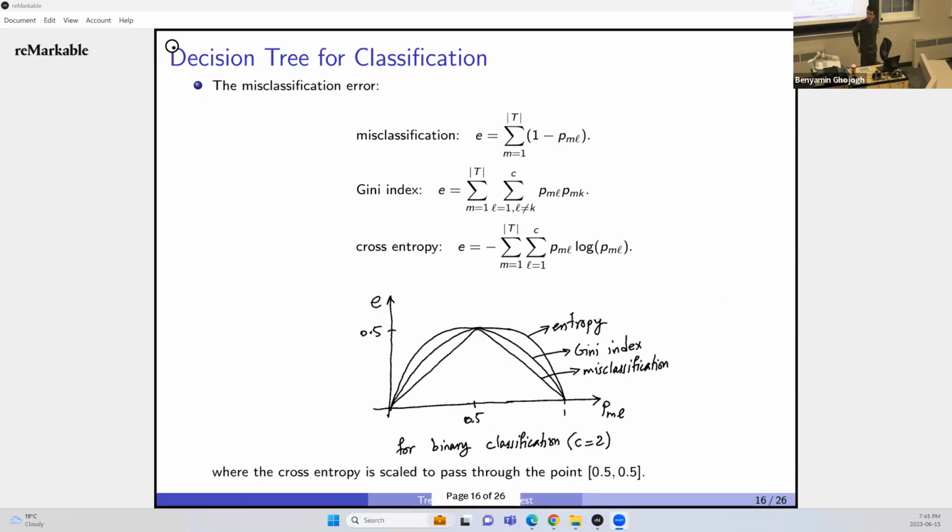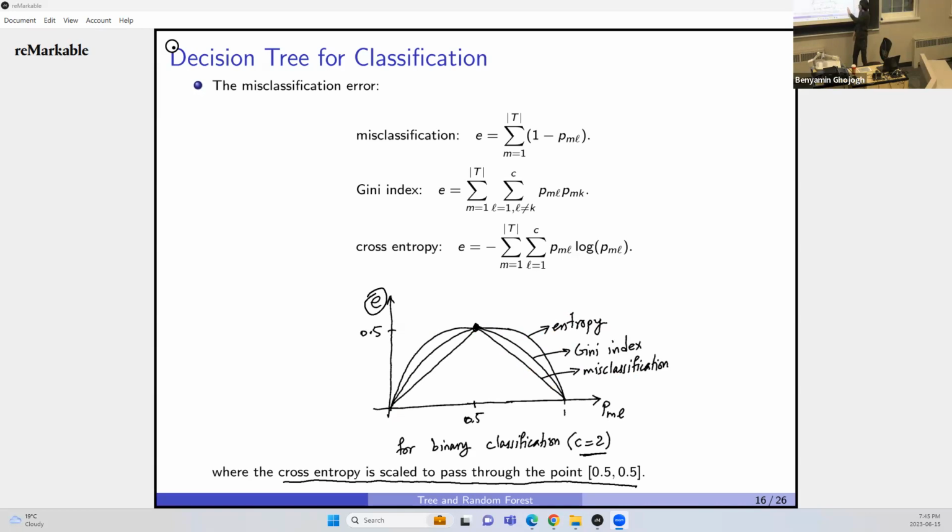If we plot them, this is a famous plot in trees. For binary classification, where C is 2, it's like this, PML. So close to half, they will be like this. This is the cross entropy error. This is the Gini index error. And this is the misclassification error. Here in this plot, cross entropy is scaled to pass through the point half and half. This is the point half and half, right? Because cross entropy doesn't pass through that point, we are scaling that. But we want to see the pattern.